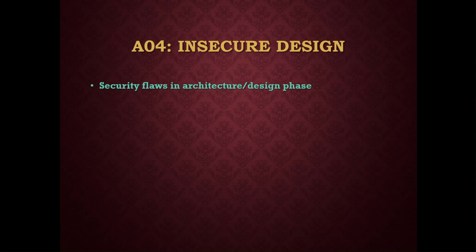Insecure design. Security flaws in the architecture or design phases. If there are any flaws in the architecture or design phase, that's called insecure design. A lack of efficient control design leads to this vulnerability, and it fails to choose the level of security architecture for the application or the organization. Example, threat modeling and insecure workflows.